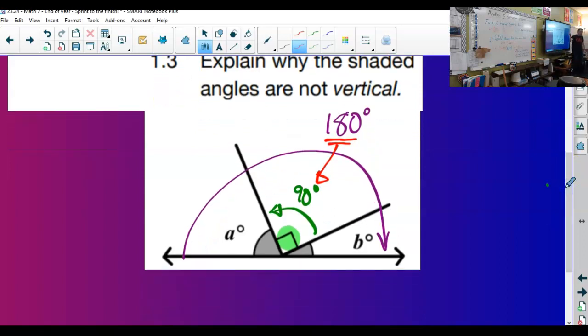If we know the whole thing is 180, and we know this part is 90, Donna said do 180 minus the 90, and what we now know is A and B together have to make the rest of what we need. What's the rest of what we need? Another 90. Now, do A and B look equal to each other?